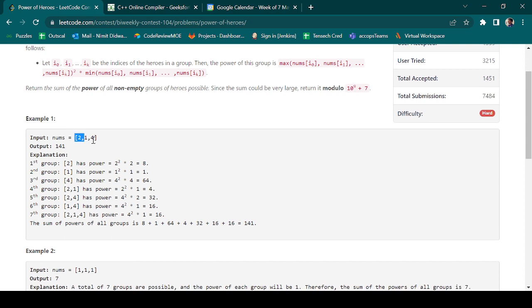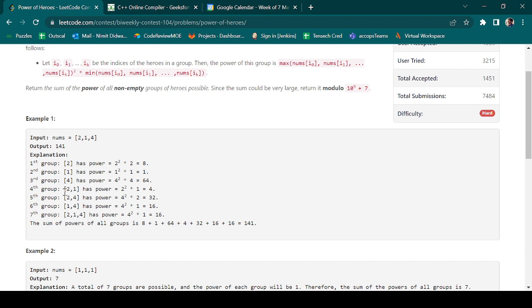For example, 2, 1, 4. The first group is 2, so the power is 2 square into 2, that is 8. The second group is 1, so the power is 1 square into 1. The third group is 4, so the power is 4 square into 4. Because when we consider only one element in the group, the maximum and minimum are the same, so max square into min will be max cube or min cube, whatever we can say.